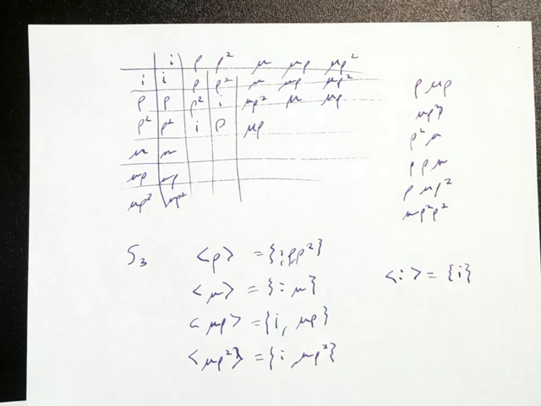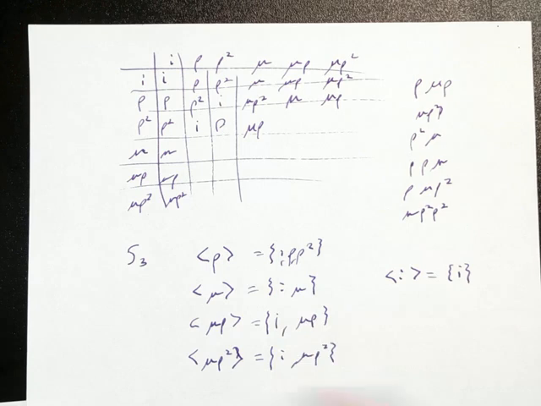Why do I know that? It has nothing to do with the fact that it's S3. It has to do with order. A group of order 6, right? Group of order 6, the only things that divide 6 are 1, 2, and 3. Your subgroups are either of order 1, order 2, or order 3. That's it.